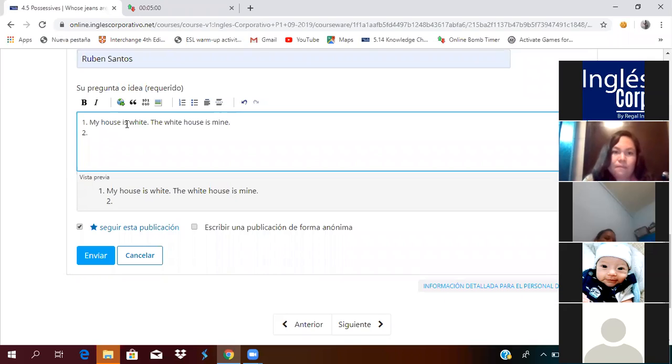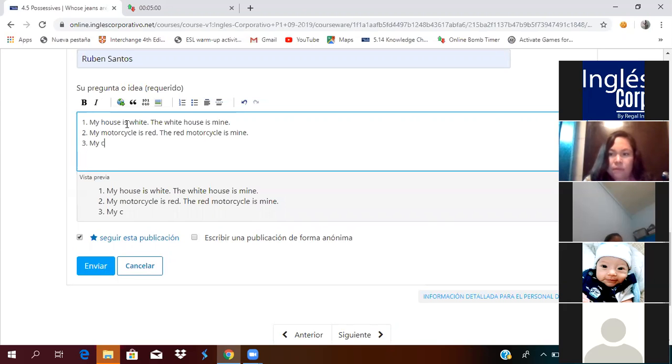Number two, my motorcycle is red. The red motorcycle is mine. Number three, my car is gray. The gray car is mine. All right, you're going to give me 10 examples. 10 examples on the discussion forum.